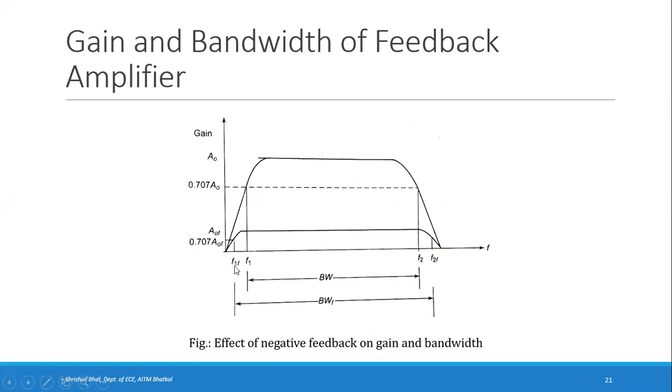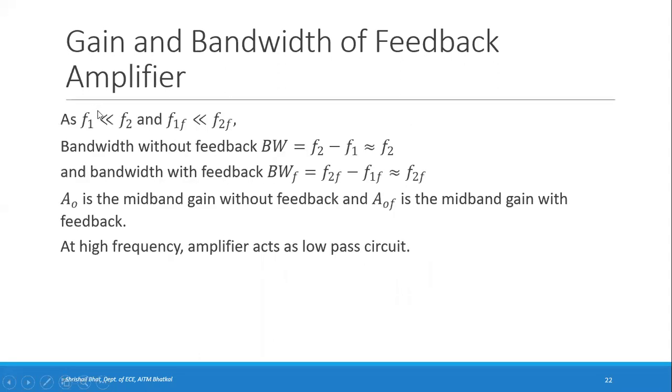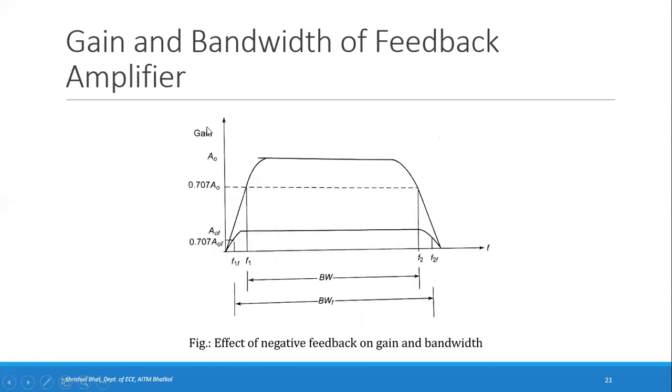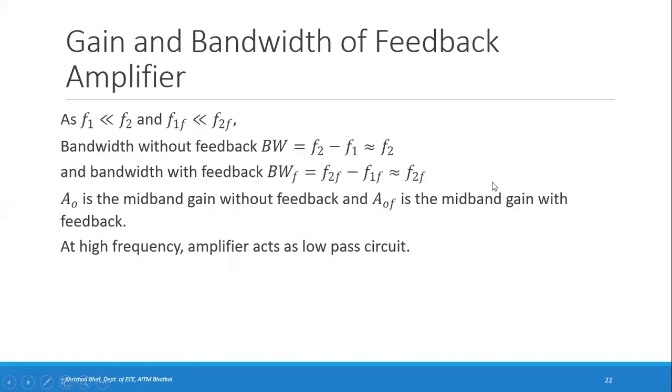So this is the gain and bandwidth of a feedback amplifier. We are trying to show or prove that the product of gain and bandwidth will remain equal. As F1 is very much lesser than F2 and F1F is very much lesser than F2F, the values of F1 and F1F will be very near to 0 and F2 will be too high. Compared to F2, F1 will be very, very less. Similarly, compared to F2F, F1F will be very, very less. So we are using it to make some assumptions.